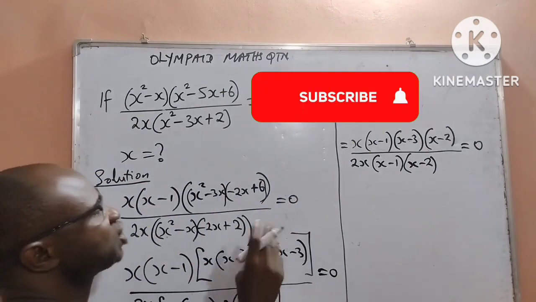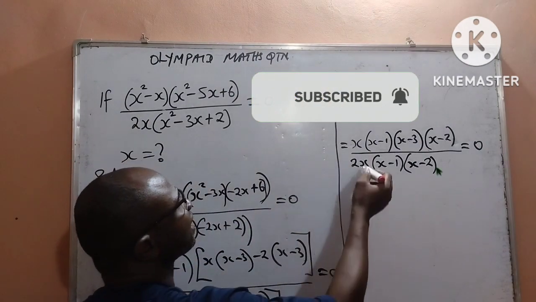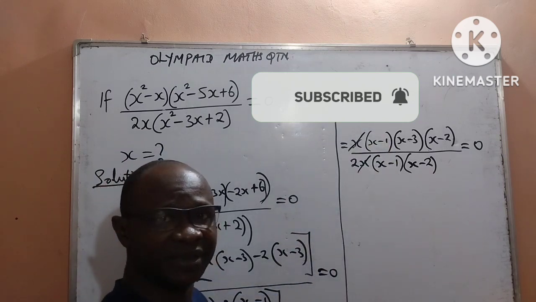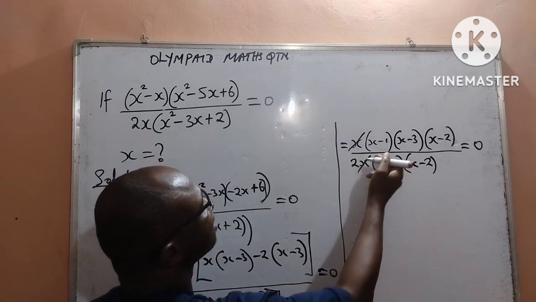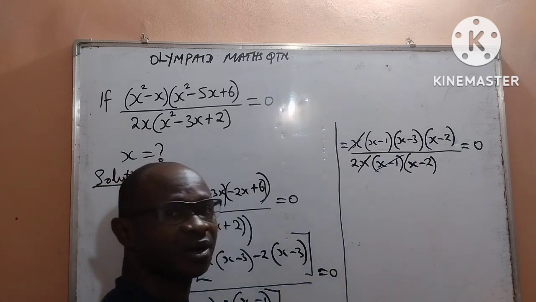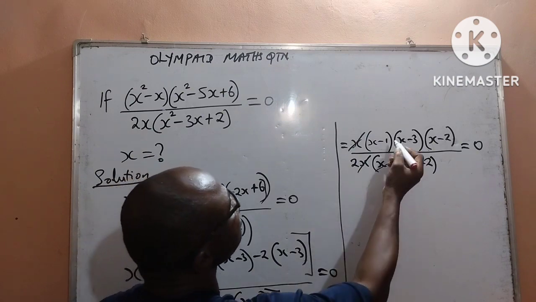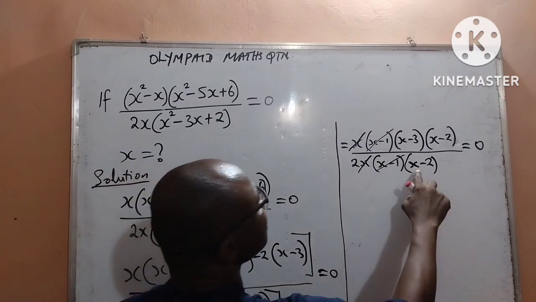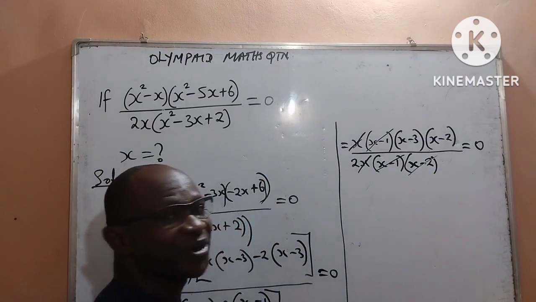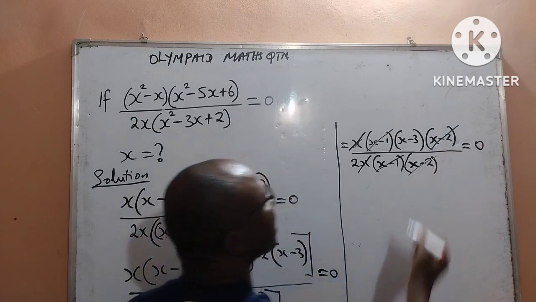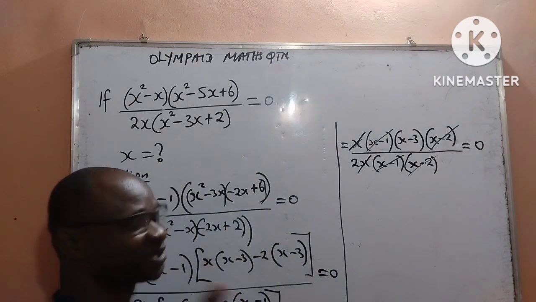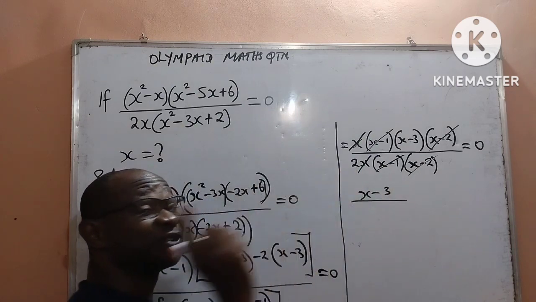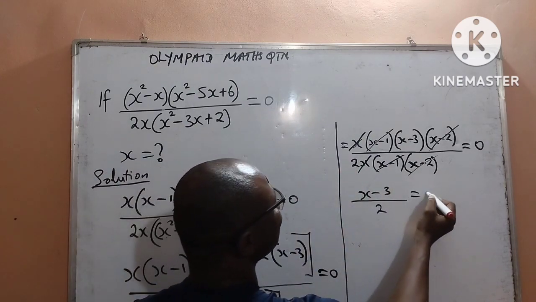Now watch very carefully at this point. See what will happen. Agree with me that this x at the numerator will cancel x at the denominator. You can also see that x minus 1 at the denominator will cancel x minus 1 at the numerator. You can also see again that x minus 2 at the denominator will also cancel x minus 2 at the numerator. So what I am left with at the numerator is simply x minus 3, and at the denominator I have only left just 2, equal to 0.